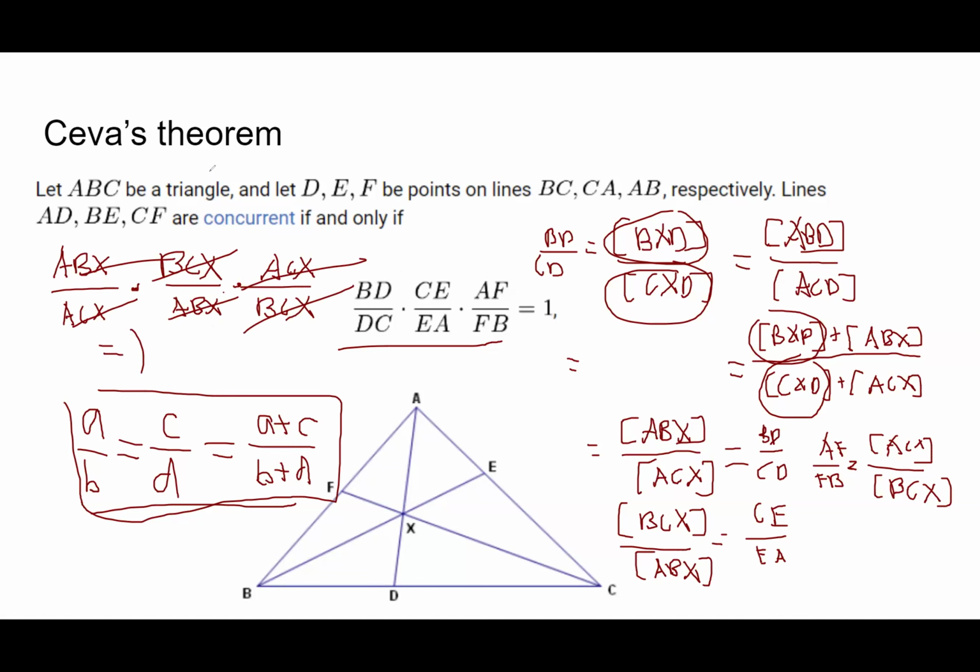I would recommend, if you haven't already done so, to go through the steps again with each of these ratios. Go through all the steps for CE over EA, the exact same steps I did for BD over DC, and then do it again with AF over FB, just so you understand all the steps. Does everyone understand the proof, or does anyone want me to go over the proof a bit slower?